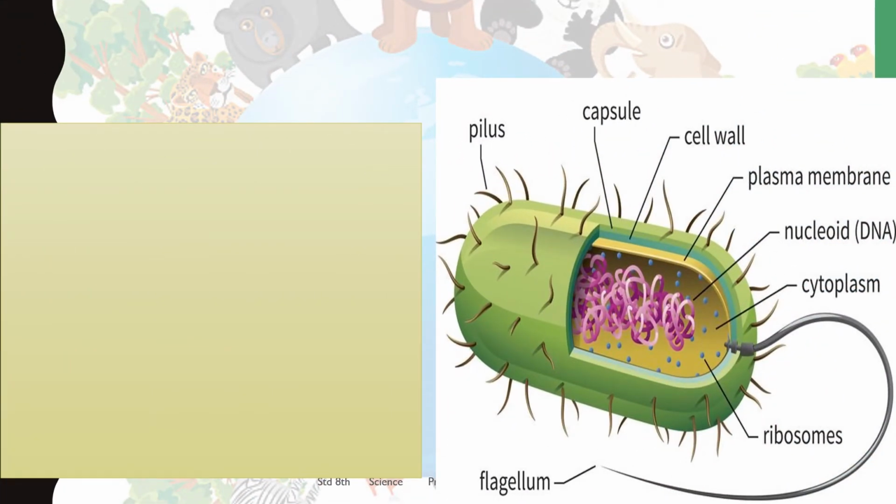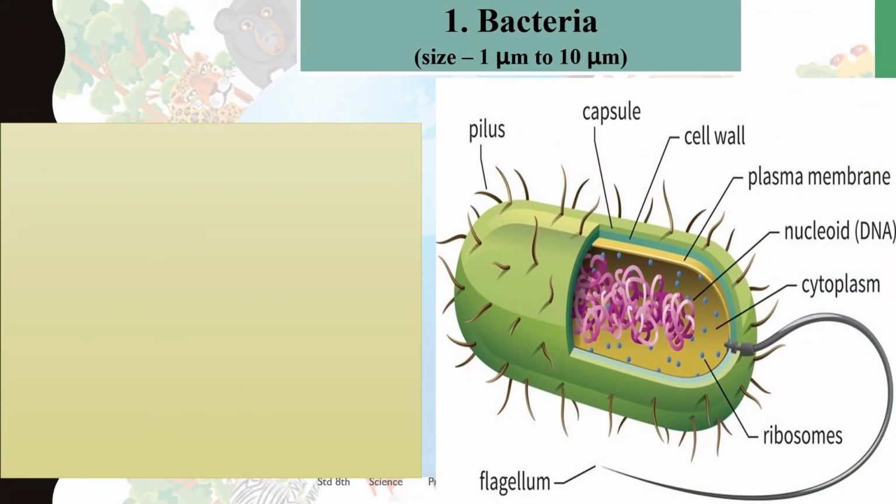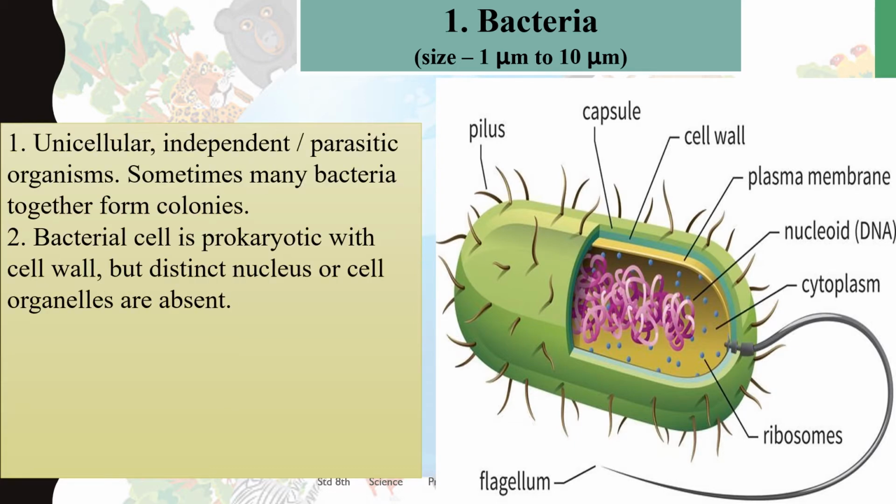So here you can see this is the very first one, that is bacteria. When you talk about bacteria, the size is 1 to 10 micrometers. They are unicellular organisms and they are independent, means they do not need somebody, but they can be parasitic also, means they live on some other organism for their survival. Sometimes many bacteria together form colonies, means they stay in groups.